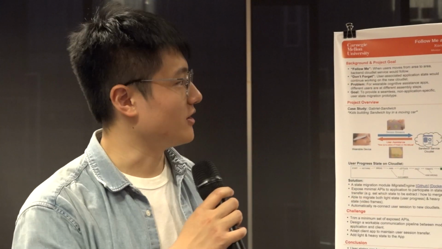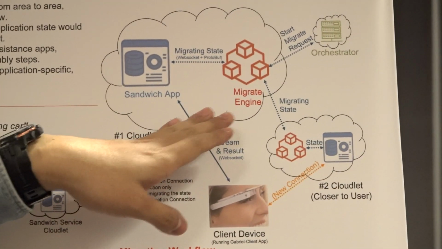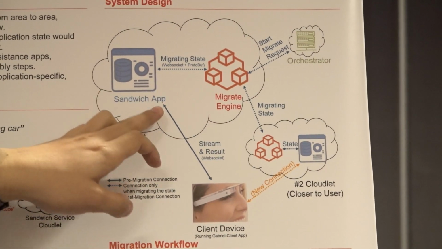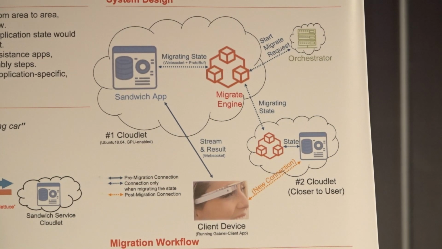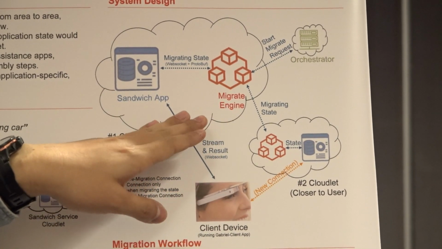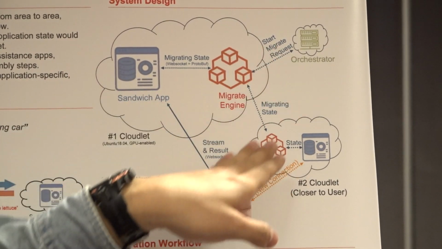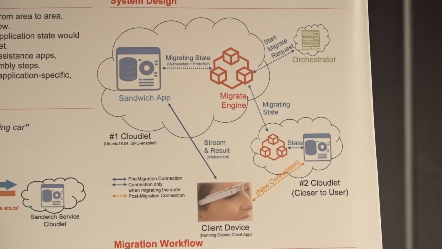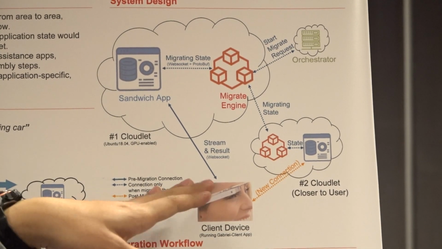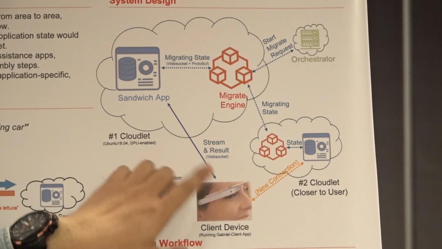So here is the architecture of the system design. As you can see, there's only one module that I have added on, which is the migrate engine, and you can see it is actually taking charge of the migration of all the state data.